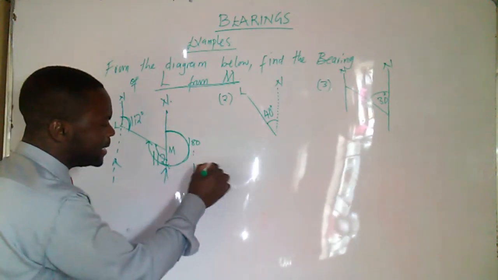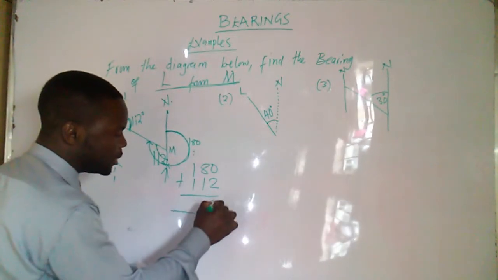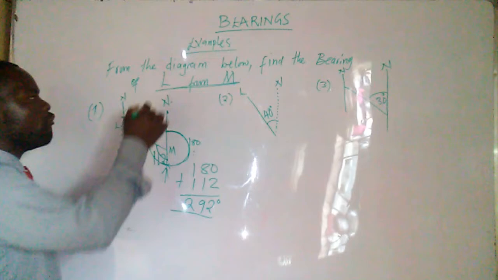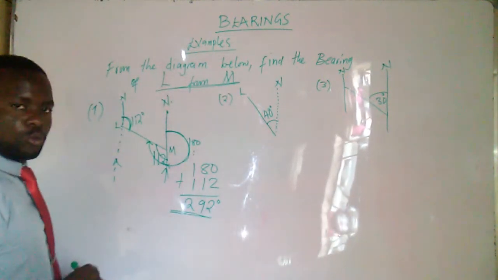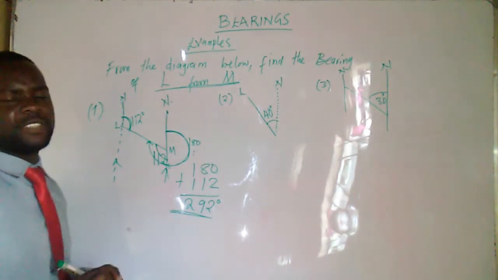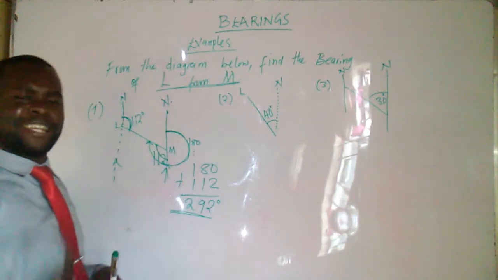I'll say 180 plus 112. So we add: 2, 9, 2. So the bearing of L from M is 292, which is 292 degrees. Very simple concept there. If I tell you you don't want to use this method, there is also another method which you can enjoy.